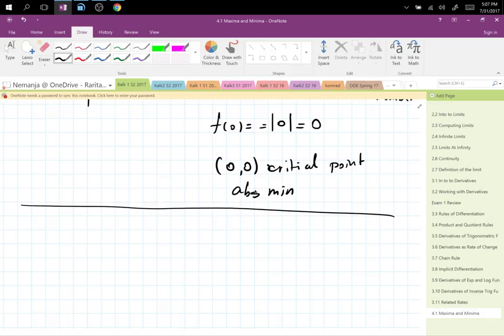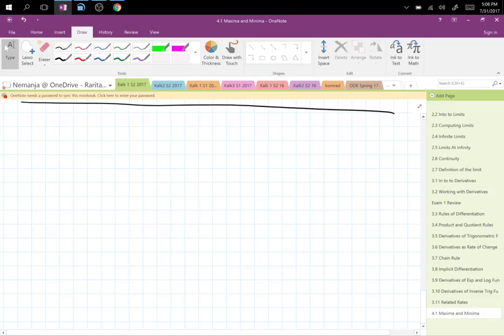Now you have to be careful. So we know now that if you set the first derivative equal to 0, you get the critical point. If the derivative doesn't exist at a certain point, you get the critical point. But you have to be careful of those what we call false positives, right?